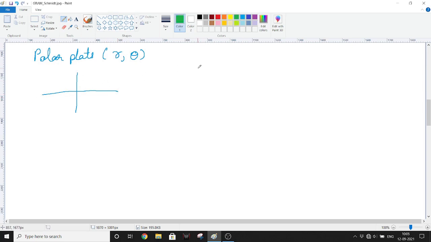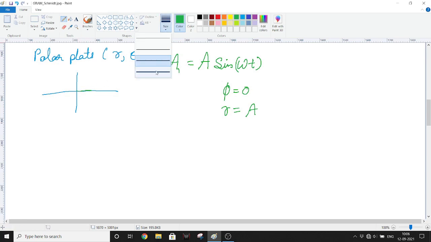And now, whatever signal I take, consider signal A1, that is equal to A sine of omega t. So what is the phase that is there with this sine theta? Phase is 0. And what is the amplitude of this? So r is equal to A. Hence I can represent this signal along my x-axis with amplitude A and angle 0.